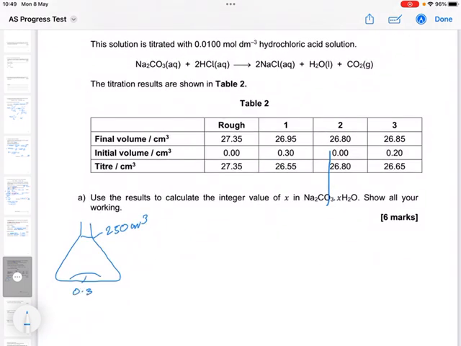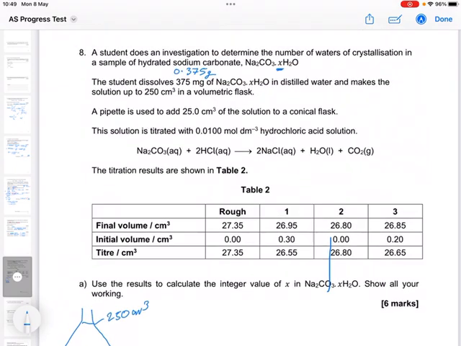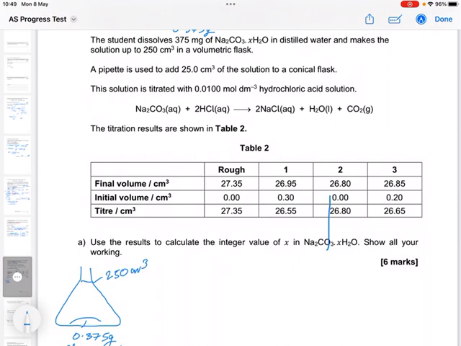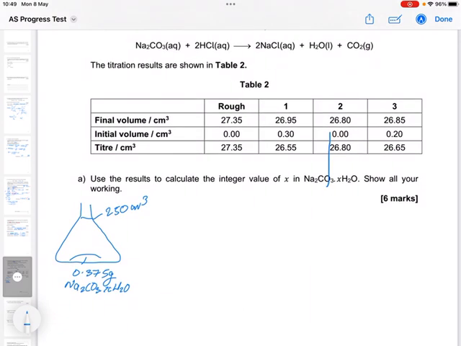So 0.375 grams of the carbonate. So let's read on. A pipette was used to add 25 centimetres cubed of this solution to a conical flask. So from here, 25 centimetres cubed, so that's a tenth. So if I go back the other way, I need to times it by 10.